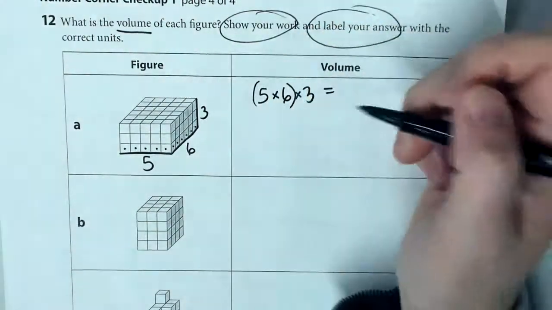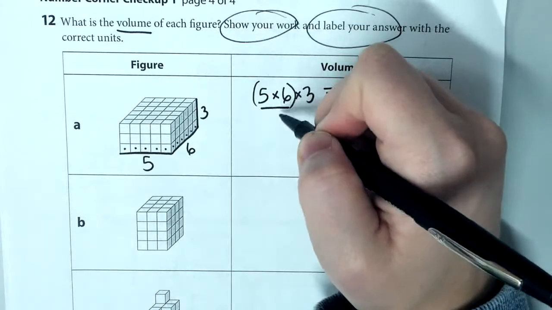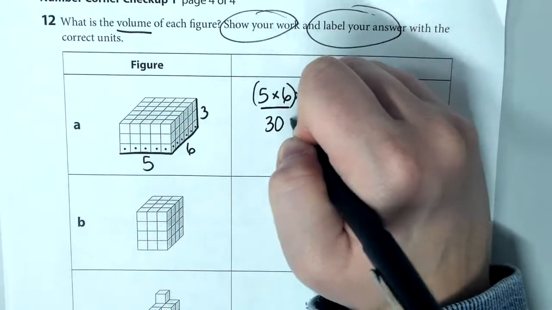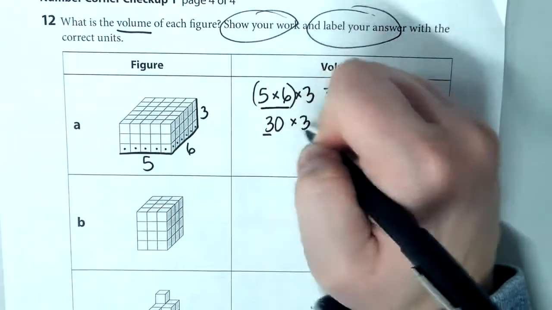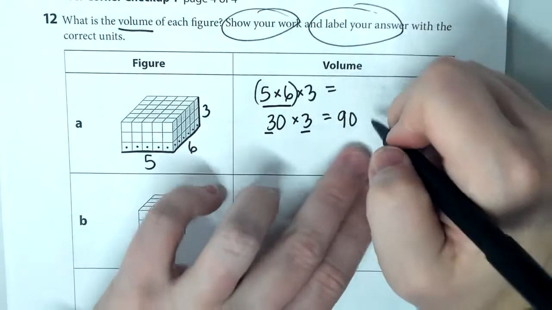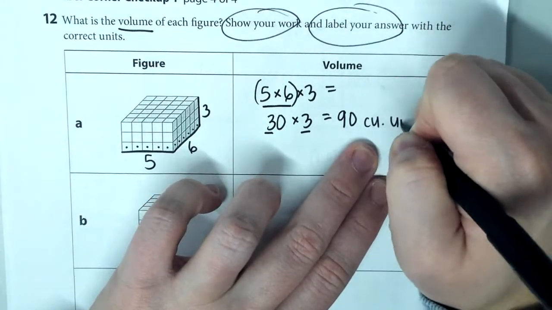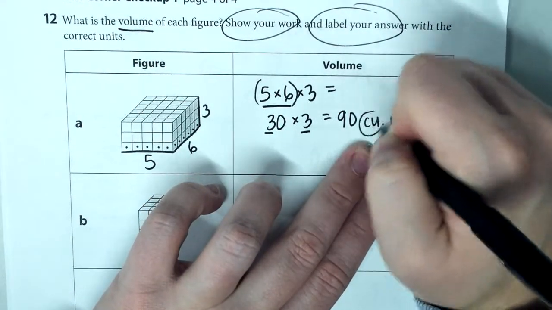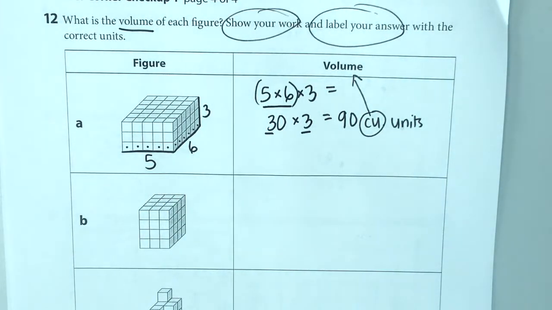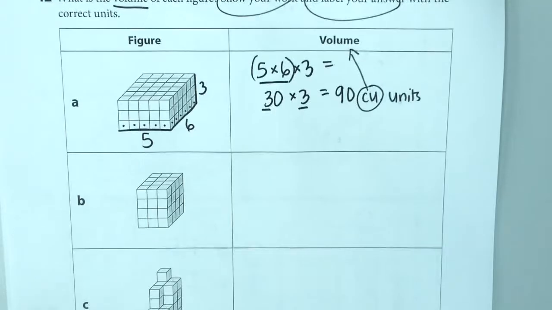This is my base. And I do think I'm actually going to solve that first. 5 times 6 is 30. So 30 times 3, 90, and I need to label it. Cubic units. Volume always is cubic. Easy problem. Next one. Let's do the same thing.